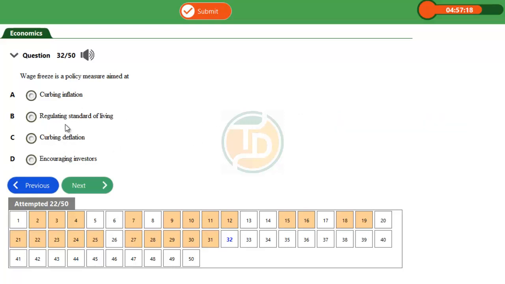So the conflicting option is option C, which is curbing deflation. It is the opposite of inflation. So wage freeze is a policy aimed at curbing inflation. So the correct option is A, curbing inflation.